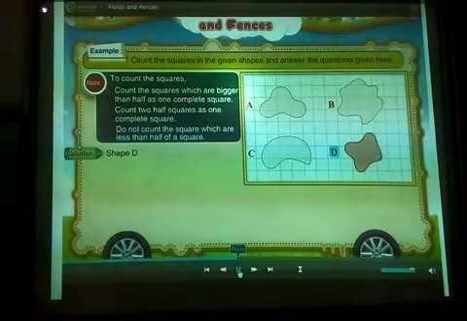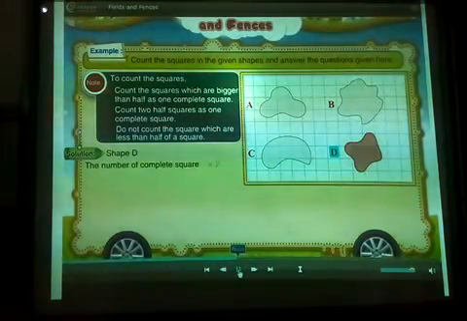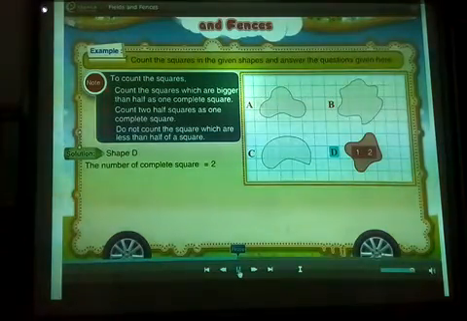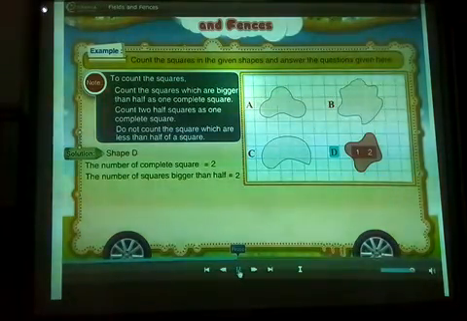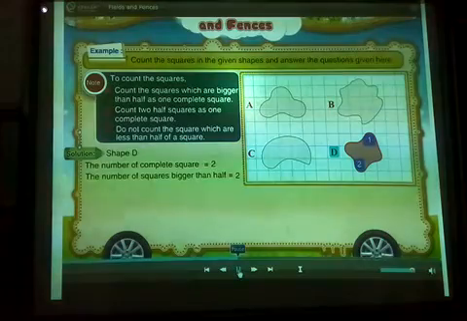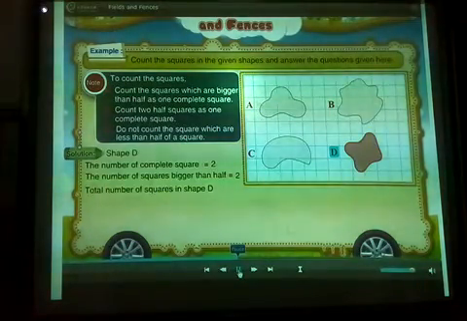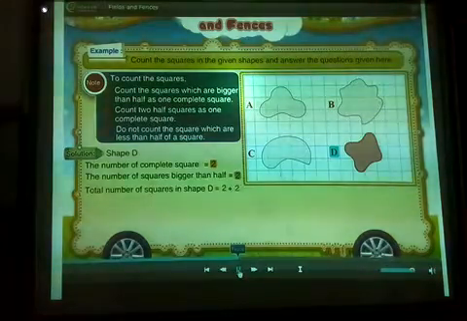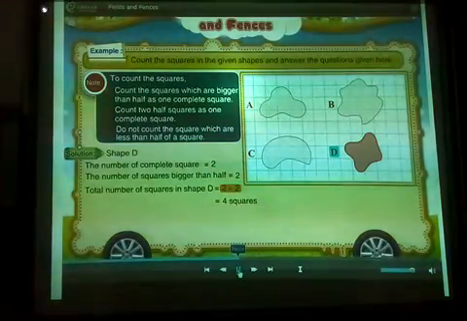Shape D. In this shape, there are 2 complete squares and 2 squares bigger than half. So, the total number of squares in shape D is equal to 2 plus 2, that is equal to 4.